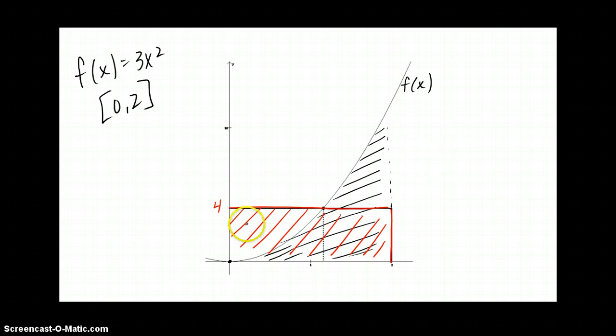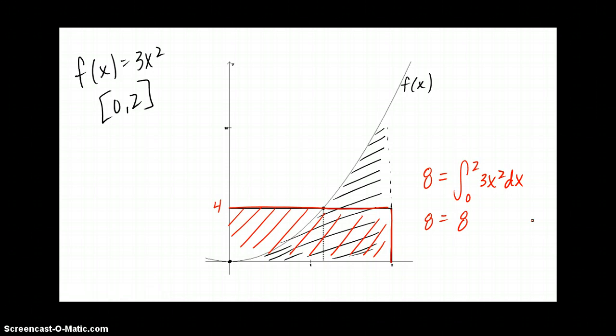Somewhere there's a rectangle that has an area. The area of this rectangle is 8, equal to the area of the region bounded by the function 3x squared on the interval from 0 to 2. And we know that that's equal to 8 as well. We had to solve that for the average value function.